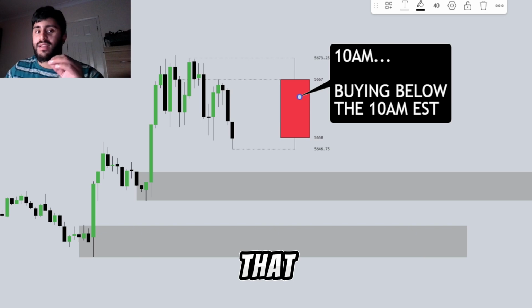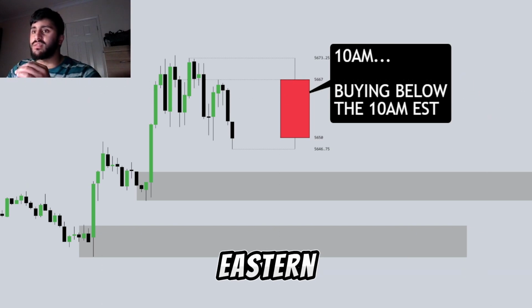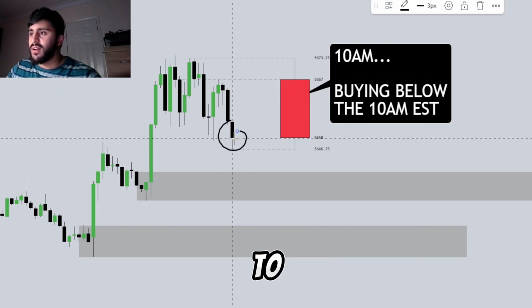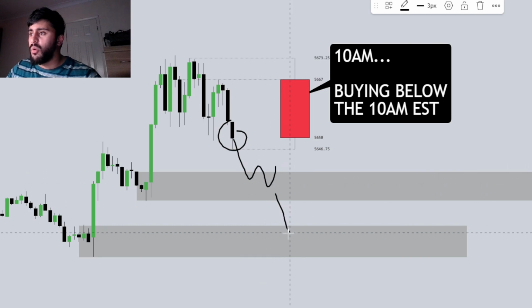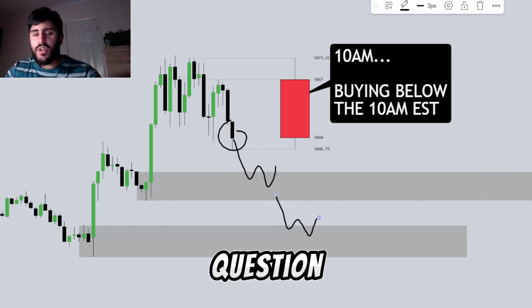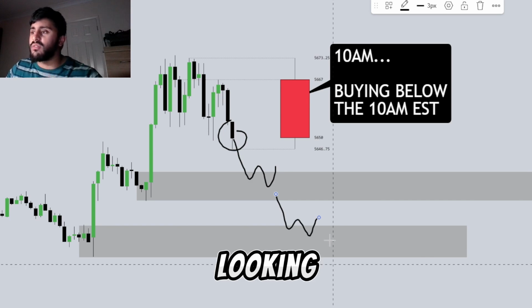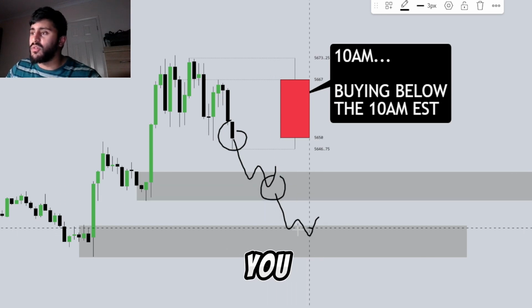Eastern. It's that simple. You want to be buying below the 10 a.m. Eastern. So what you're looking for is for price to come into this area or into this area. Now the question becomes, where are you looking for an entry? Are you looking for it here or are you looking for it here?